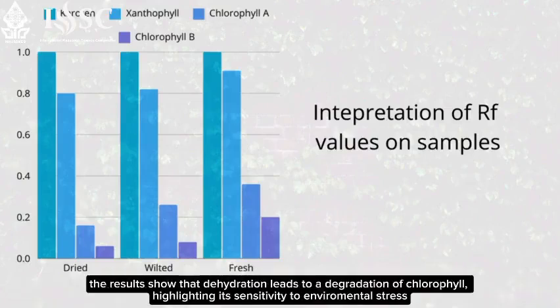The results show that dehydration leads to a degradation of chlorophyll, highlighting its sensitivity to environmental stress.